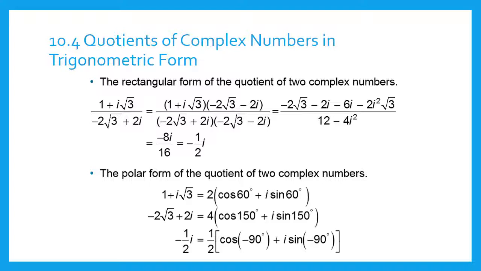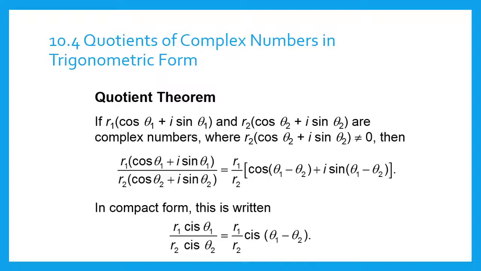What you may notice is that if you subtract 60 minus 150, you get negative 90, and if you divide 2 by 4, you get 1/2. So there's the pattern. If you're dividing, basically what you're going to do is R1 cis theta 1 divided by R2 cis theta 2, and then it gives you a little different form, R1 over R2 cis of theta 1 minus theta 2.